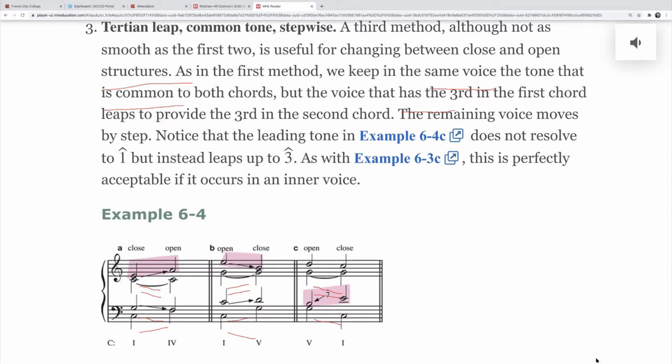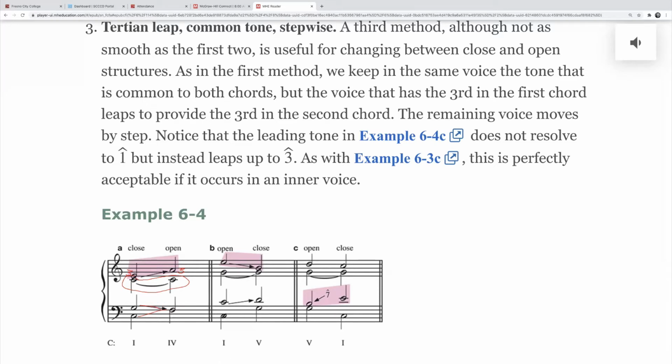Way number 3 is the tertian leap, common tone, and stepwise motion. The book said this isn't as smooth as the other two, and it's useful for getting in between close and open position. So first of all, the bass does its thing. Here we move up a fourth. We have a common tone in the C. The third of this chord is the E, which then moves to the third of the new chord, which is A. And we have stepwise motion in the remaining voice.